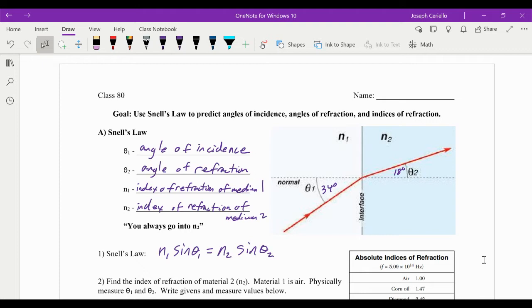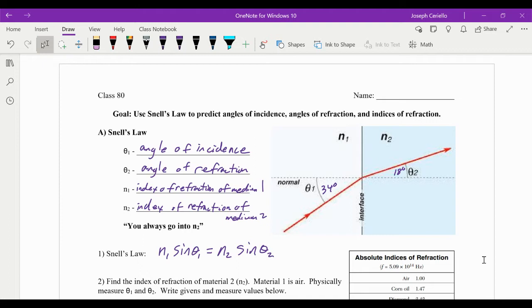So what we're looking at in this image here, on the left-hand side is material 1. On the right-hand side is material 2. On the left-hand side, it has an index of refraction of n equals 1. On the right-hand side, the index of refraction is given by n2.